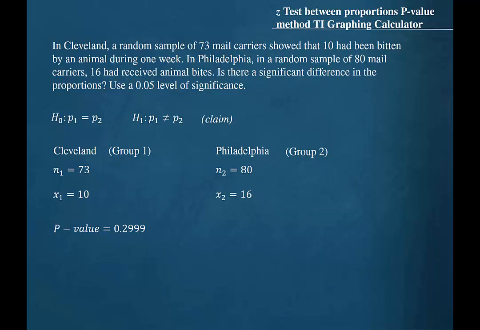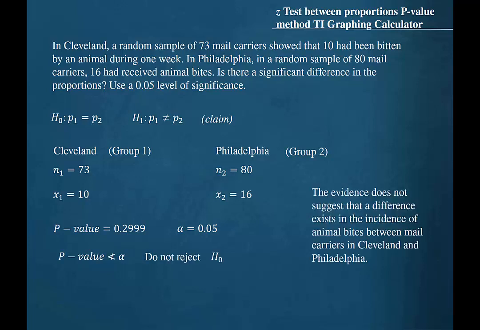So with a p-value of 0.2999 and alpha equal to 0.05, we can see that the p-value is not less than alpha. Therefore, we should not reject the null hypothesis. So our conclusion should be that the evidence does not suggest that a difference exists in the incidence of animal bites between mail carriers in Cleveland and Philadelphia.